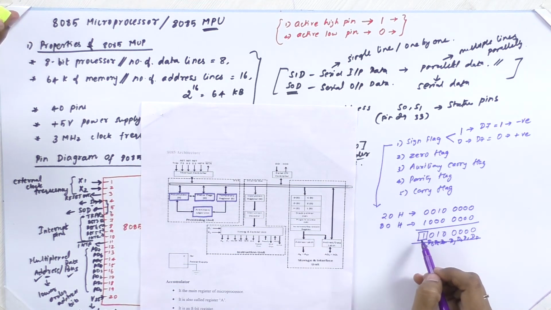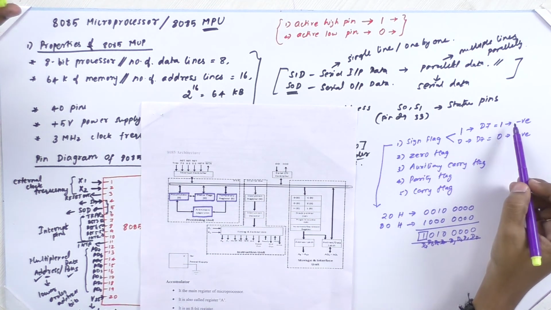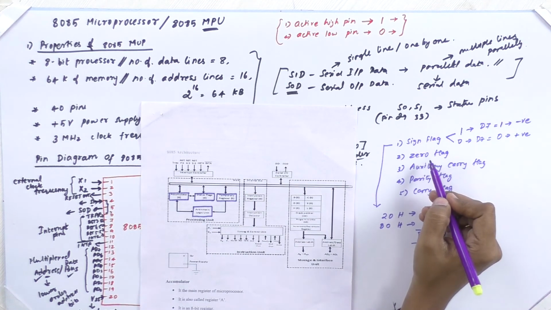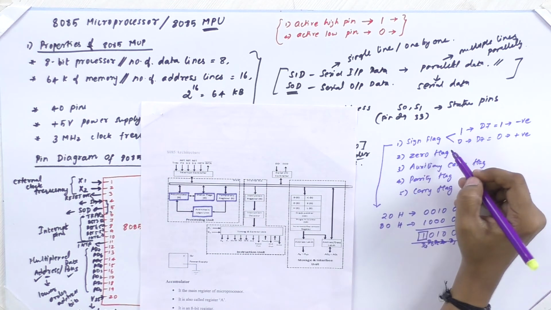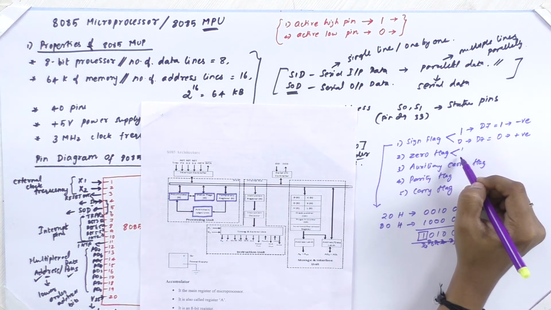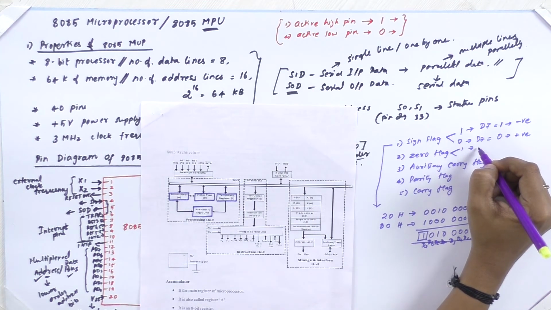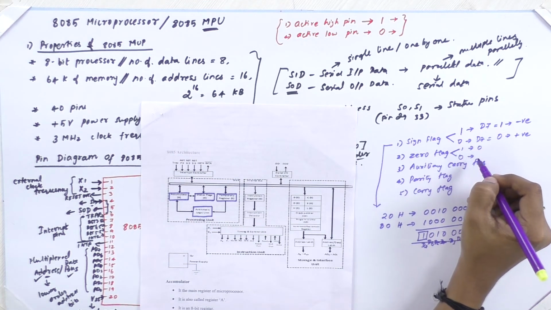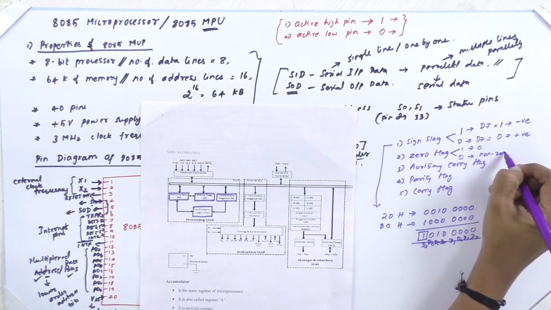If this D7 bit is 1, then the sign flag will be set and indicates that it is a negative value. Next is the zero flag. The zero flag value is set to 1 whenever the result of the operation is 0. And the zero flag is set to 0 if the result is a non-zero value.